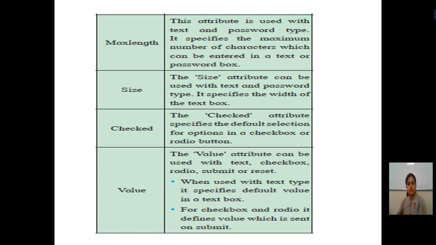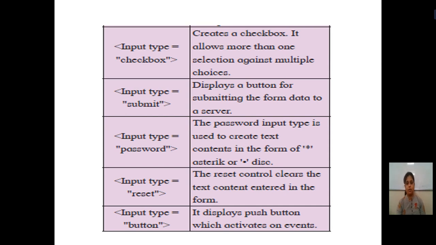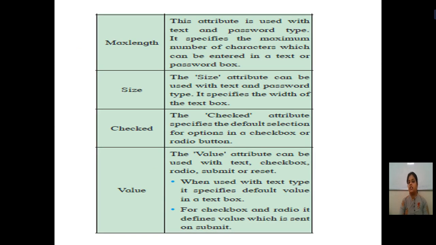So students, in today's lecture we have seen the form tag, which is the element used for creating a form. We have seen the different attributes of the input tag. The first is type, which has different types that we have seen, such as checkbox, radio button, submit, password, reset and so on. The next attribute is name, which is a user defined value, and if we do not specify it, then the value is not going to be submitted to the server. Then we saw max length, size, checked and value.